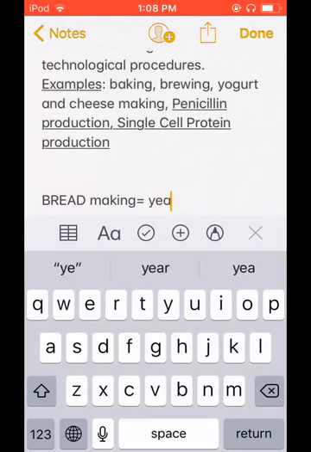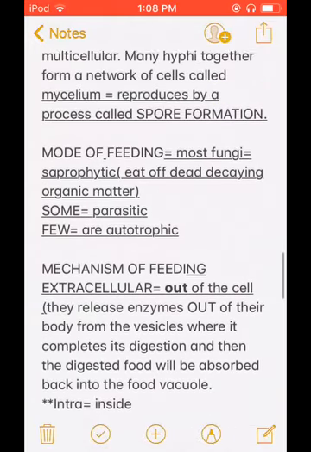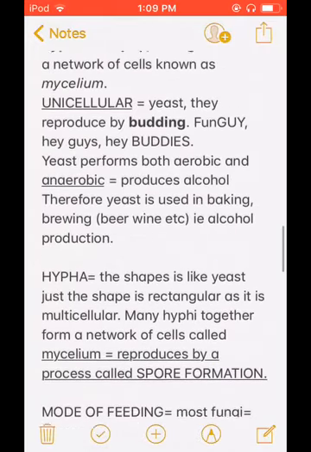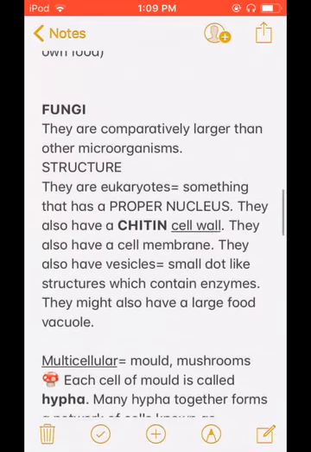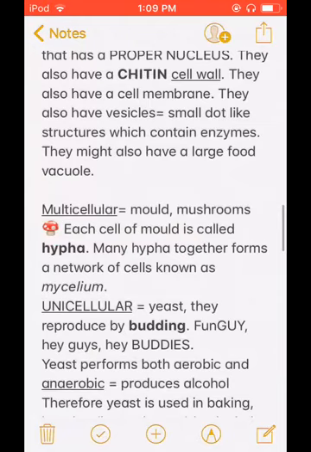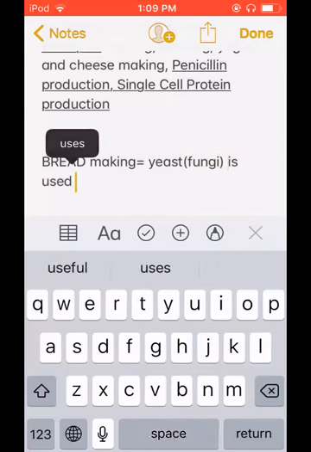So yeast is used. As you can recall, what is yeast? It's a bacteria, like a fungi. Good job, it's fungi. Yes. Yeast হলো একটা fungi. ঠিক আছে? মানে unicellular fungi. আচ্ছা. So yeast is used.